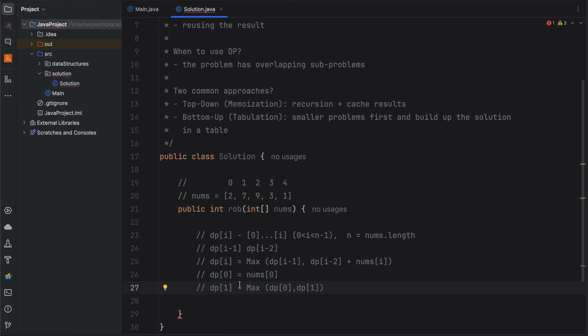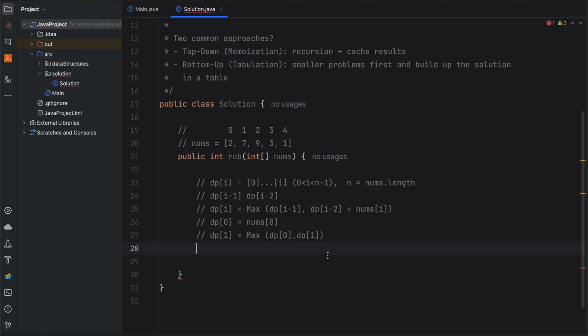Okay? And then for every next dp of 2, 3, 4 all the way to n minus 1, we can use this formula to calculate it. The overall solution of the problem will be dp of n minus 1, so the last element. And that's it. That's the solution of this problem. So let's try to implement it now.